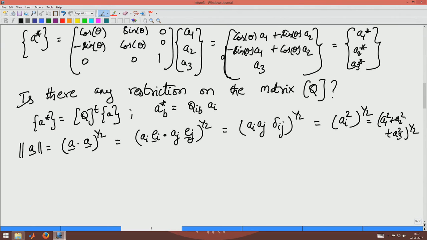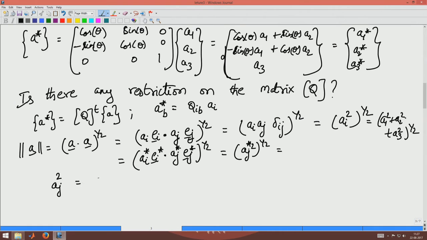Okay. Now, let us do the same thing for the primed starred coordinate system. AI star EI star dotted with AJ star EJ star, to the power of half, this also I will get as AJ star squared. Now, how do I find AJ star squared? This can be written as A star transposed with A star, right.